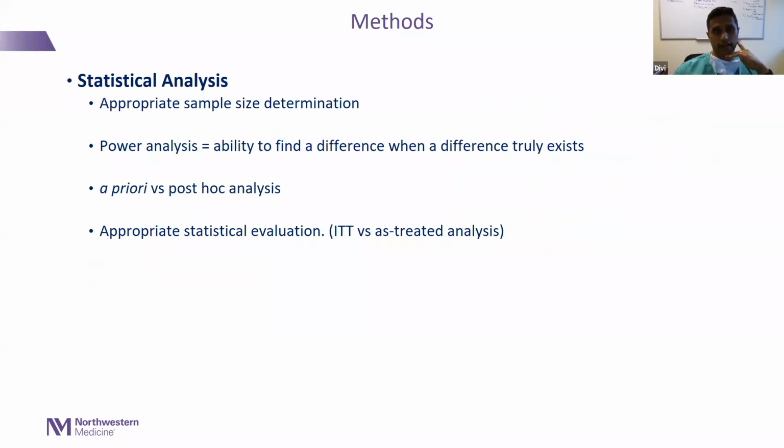And finally, statistical analysis. You need to know if an appropriate sample size determination was done. And power analysis, as we know, is the ability to find a difference when a difference truly exists. Now, there's one thing to clarify with a priori versus post hoc analysis. A priori power analysis always needs to be done when you're creating a prospective study, because that makes sense. You want to know when you should stop enrolling patients, when you think you've enrolled enough to find a difference.